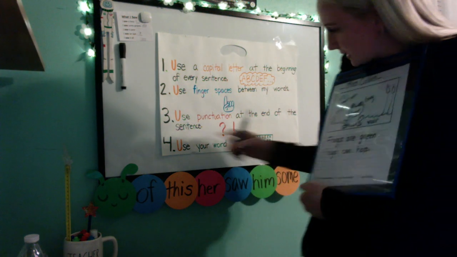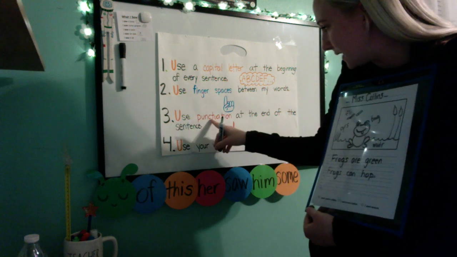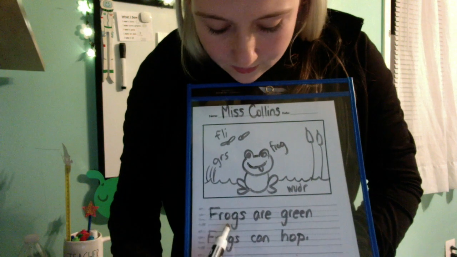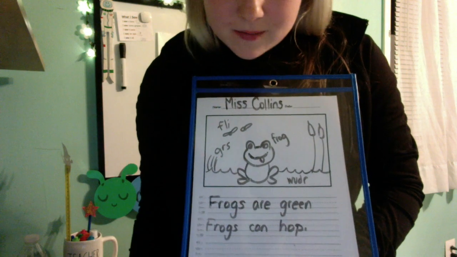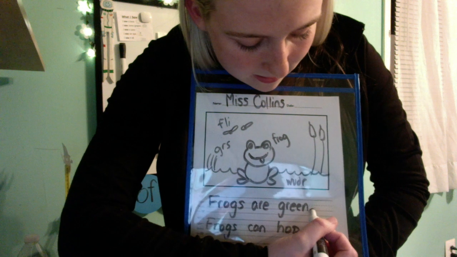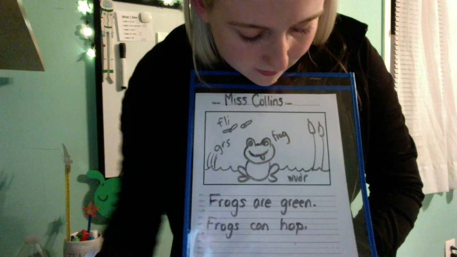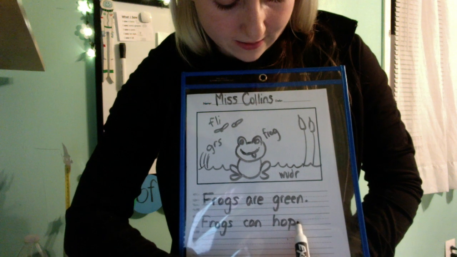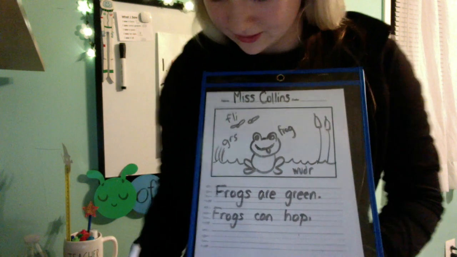The third step says, use punctuation at the end of the sentence. So let's check. Frogs are green. I forgot my period, so let's add a period. There's my period. Frogs can hop. And I have a period at the end of the sentence, so my punctuation's good.